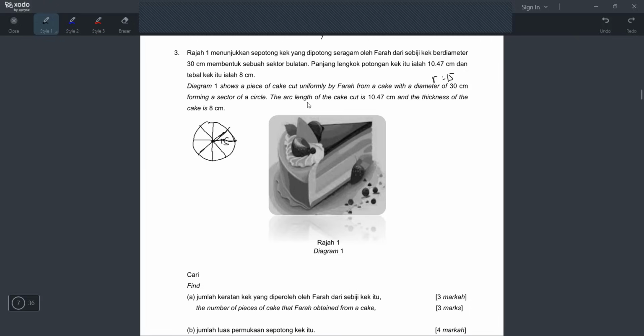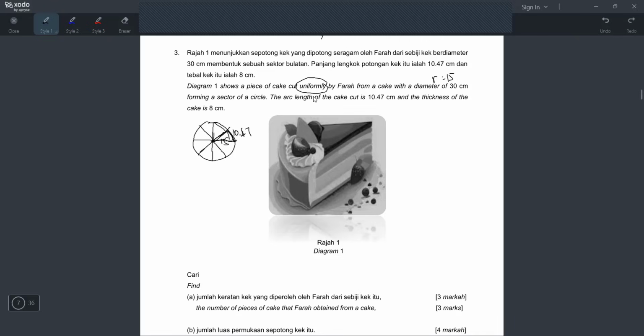And then it says the arc length of the cake cut is 10.47. So for one of the sectors, the arc length is 10.47, right? And I believe all the sectors will be 10.47 also, because they already cut it uniformly. What is uniformly? It means everyone will get the same amount of cake. It's distributed evenly, right? Everyone will get the same arc length. No one gets a big piece and another gets a small one, because it's uniformly. So all the arc lengths here will be 10.47 all the way.